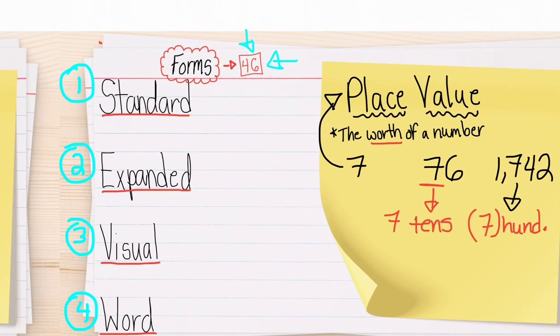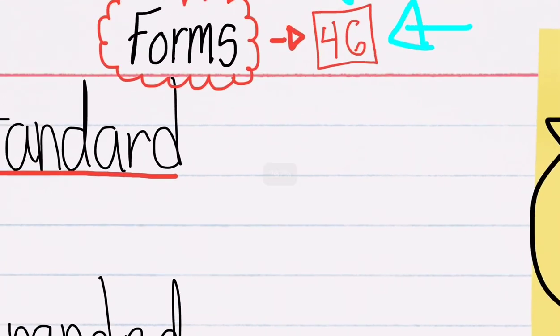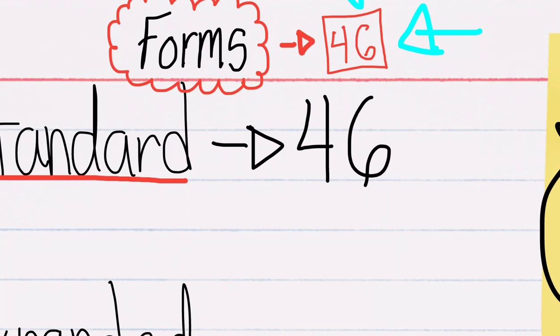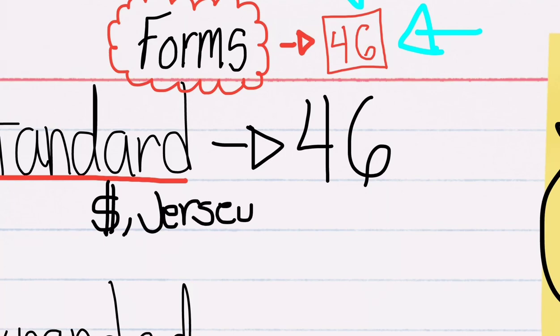Now, standard form, you've been doing that your whole life, and that's the way a number is normally written. I usually call them the jersey numbers. So if somebody's number is 46, they're just going to simply write out the number 46. That's how you're normally going to see it, whether you're talking about money, or looking at the back of jerseys, or how much something costs, or anything. That's normally how you're going to see numbers.